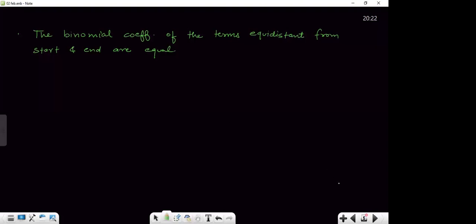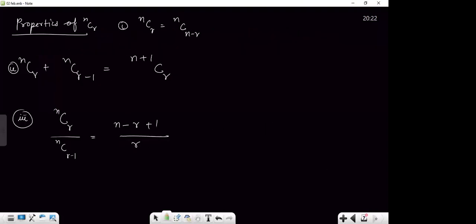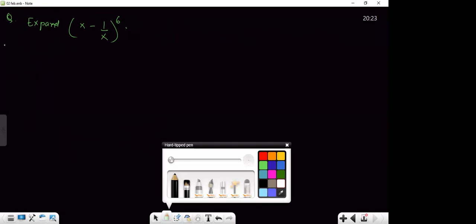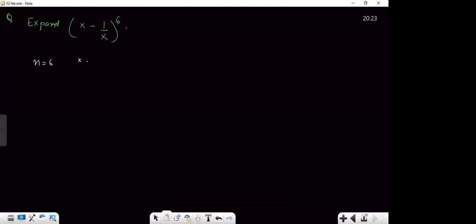Okay, so let's straight away solve a question. The question is that we have to expand (x minus 1 by x) raised to power 6. Let's do it. So here, first of all, n is basically 6, and the first term is x, the second term is minus 1 by x, which can be written as minus 1 times x raised to power minus 1.